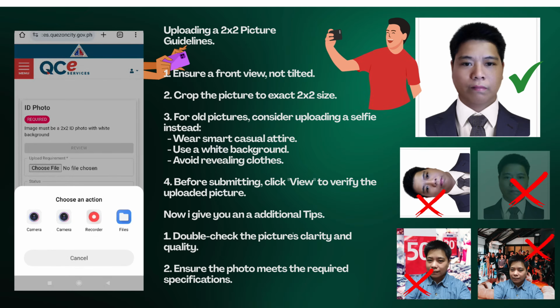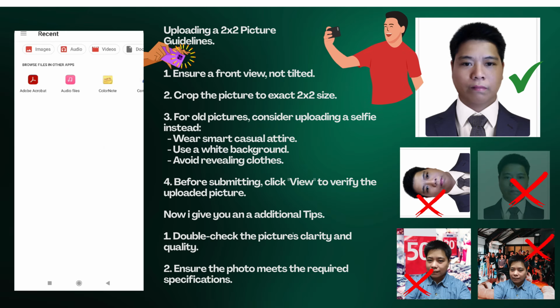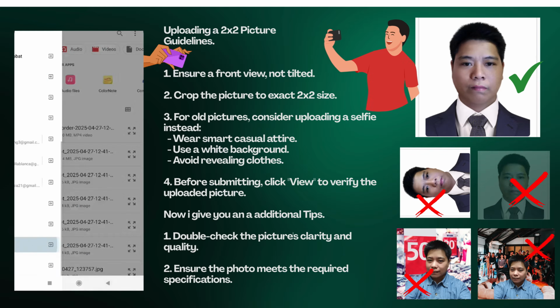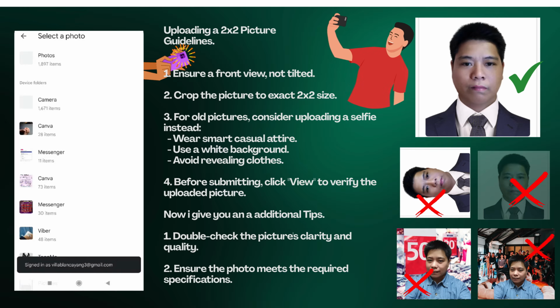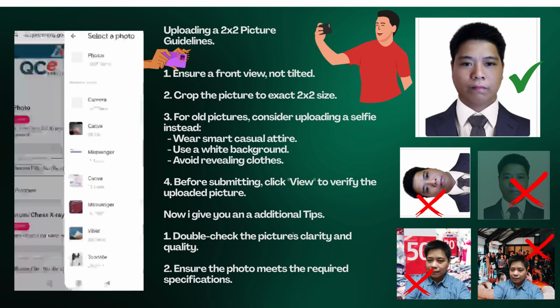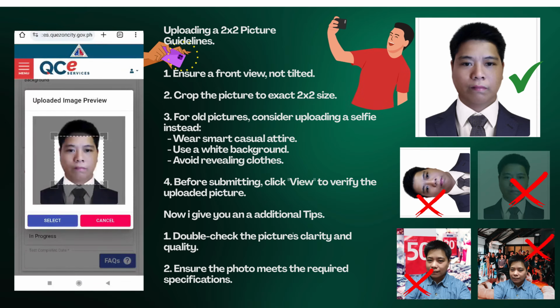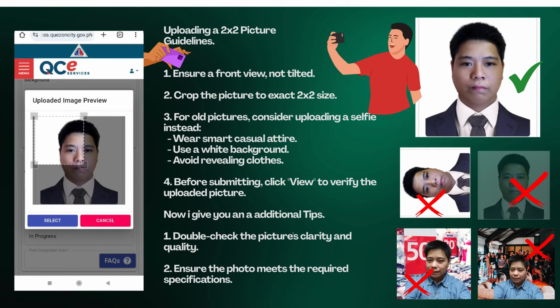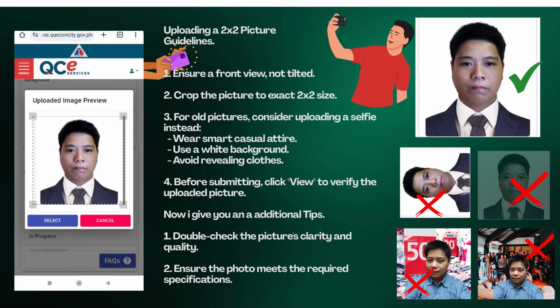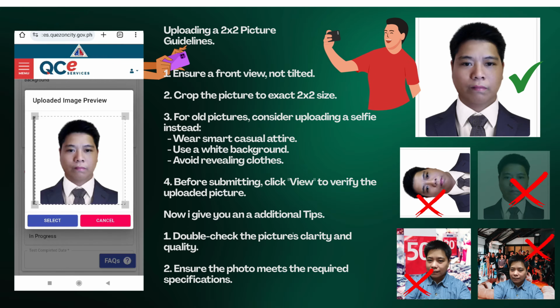Uploading a 2x2 picture. Guidelines. 1. Ensure a front view, not tilted. 2. Crop the picture to exact 2x2 size. 3. For old pictures, consider uploading a selfie instead. Wear smart casual attire. Use a white background. Avoid revealing clothes. 4. Before submitting, click View to verify the uploaded picture.